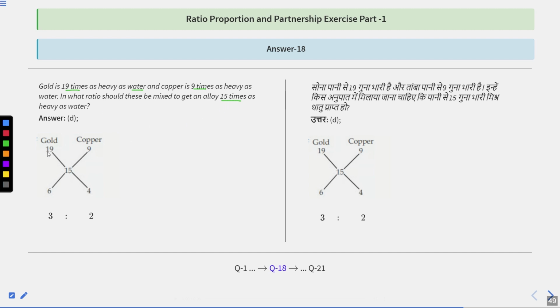So we can put gold 19 and copper 9, and their average is 15, and subtract crosswise. 19 minus 15 is 4 and 15 minus 9 is 6. So the ratio becomes 6:4. When you simplify it, it becomes 3:2. So D is the correct answer.